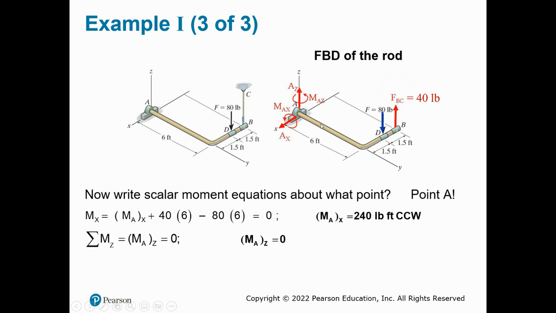And then we can do our moment about the z-axis. It looks like the moment about the z-axis will be 0. So therefore, the conclusion is MAZ equals 0. Both the 80 pounds and the FBC of 40 pounds are generating moment, but not about the z-axis, because they are parallel to the z-axis. They both are vertical themselves, so they are not generating any moment about the z-axis.